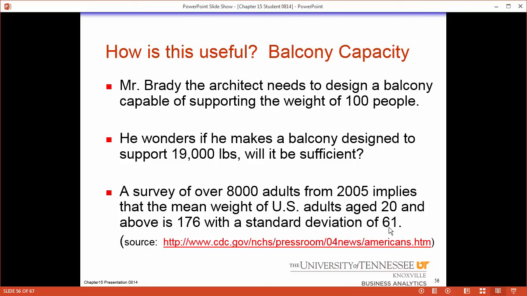And that's easy. Square root of n is going to be 10. This is now 6.1. Our mean is 176, because wouldn't you expect the average of 100 people to be 176 if the average person weighs 176? And our standard deviation for the sample means of sample size 100 is 61 divided by the square root of 100. Square root of 100 is 10. 61 divided by 10 is 6.1.